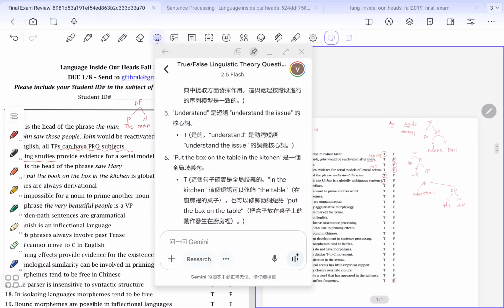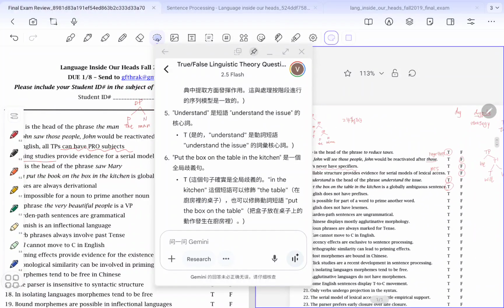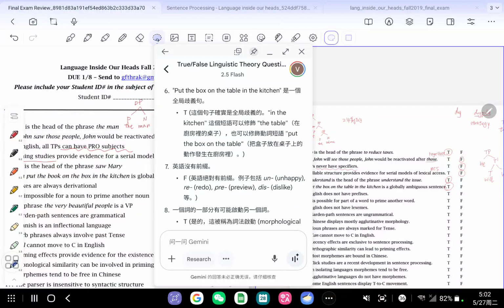At this point, remember, "put the box on the table," this becomes ambiguous, right? This could be where you put it or where the box is. This could be where you find the box, or it could be the phrase telling you where you put the box. And that ambiguity is retained even at the end. It's called globally ambiguous. Alright?